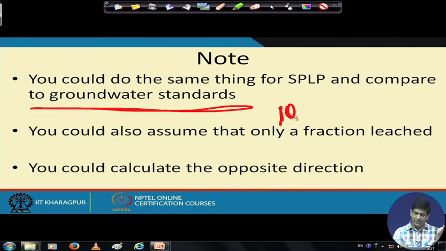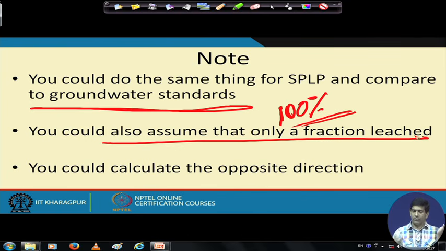That assumption was there, that we assume 100% leaching is happening. But you can also assume that only a fraction leached, because 100% leaching usually doesn't happen. So you can assume that 50% leached out, or 40% leached out, based on the experience that you have.